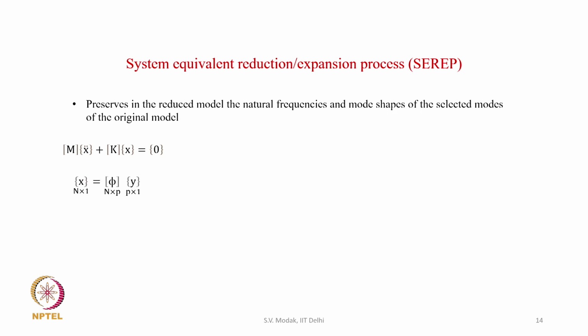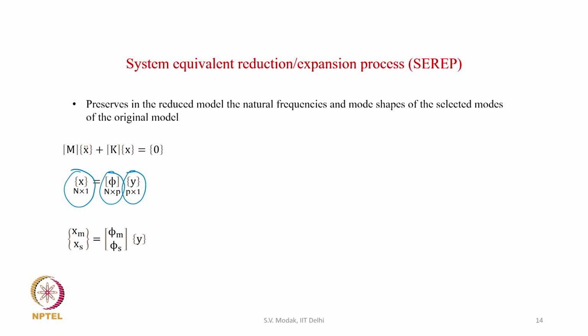Now this technique involves transformation of the displacement coordinates x into modal coordinates y, using the p selected modes. You can see here x is the vector of degrees of freedom of the original model and phi is the matrix of mode shapes corresponding to the p modes that are to be preserved in the reduced model. That is why it is of order n by p, and y is the vector of modal responses corresponding to the p chosen modes, right. So, it is of order p by 1. P is the number of modes that are chosen which we want to preserve in the reduced model.